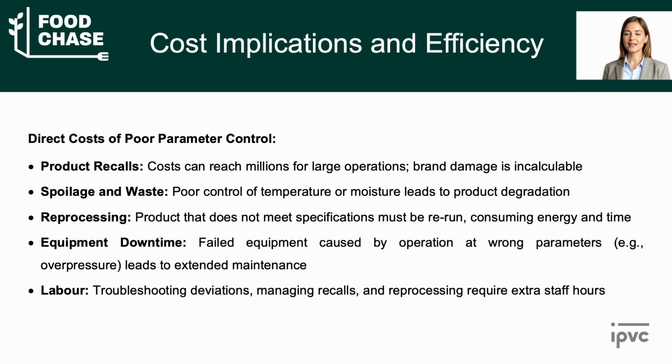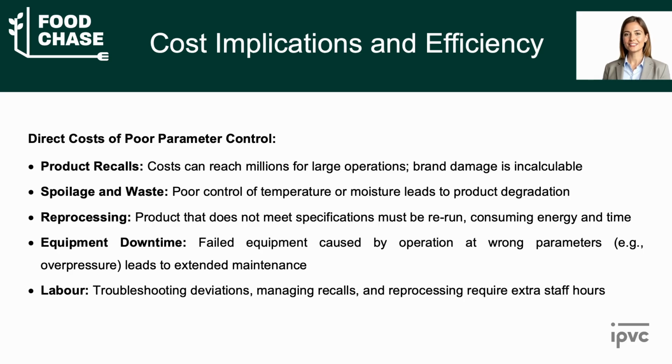Let us talk about money. Proper control of critical parameters is not just about food safety, it makes financial sense. Consider a product recall. If a batch of 10,000 units is found to be unsafe and must be recalled, the costs are substantial. Removing product from shelves, destroying it, notifying consumers, regulatory reporting, investigation, and potentially legal settlement. For a small or medium-sized company, this can be hundreds of thousands of euros.